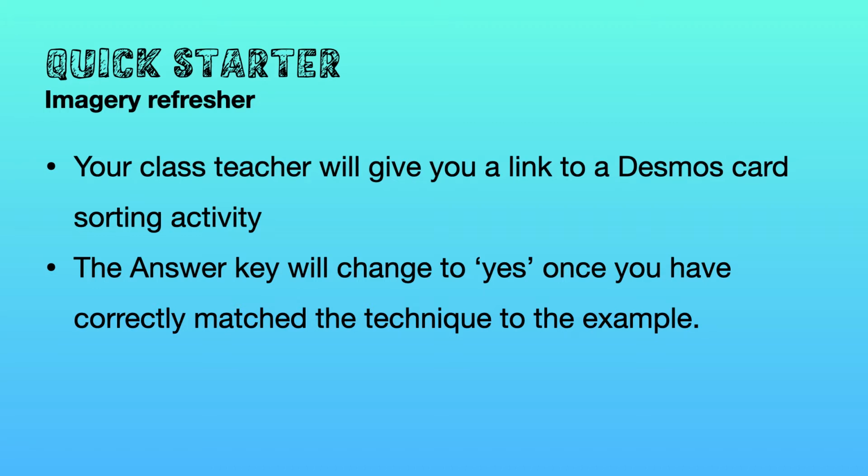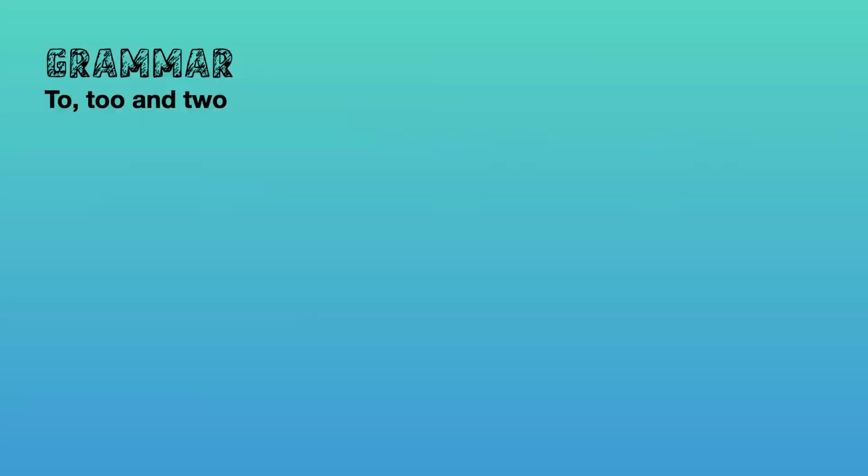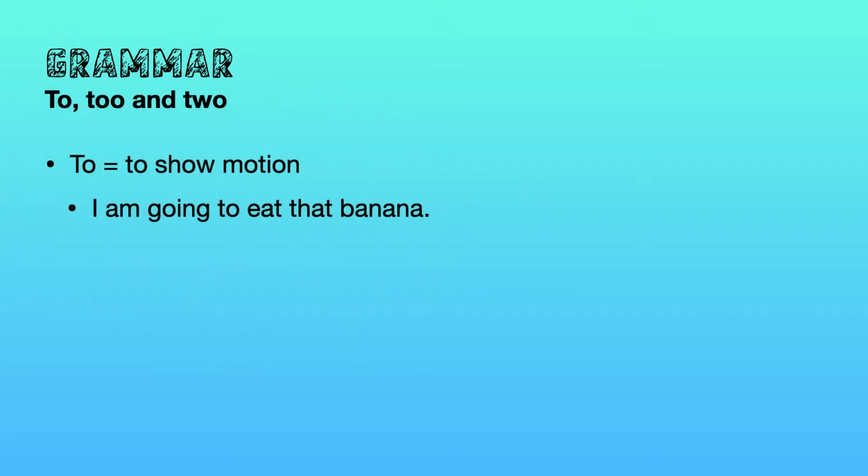Okay, once you've completed that activity, let's move on to doing our grammar. And today we're going to look at the difference between to, too and two. So just as a reminder, to is to show motion. I am going to eat that banana.